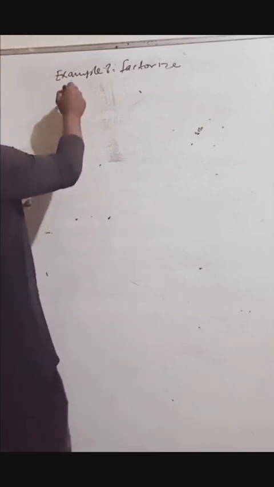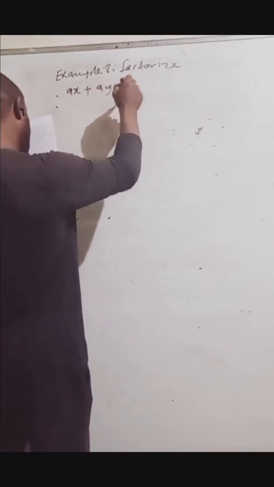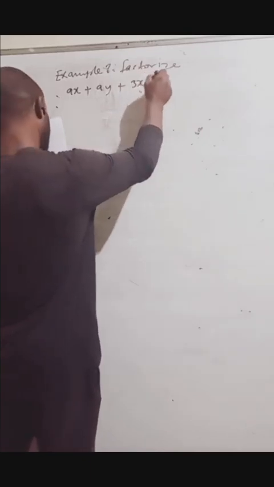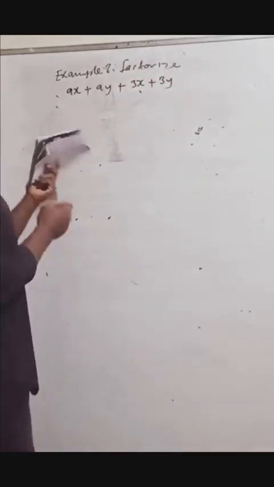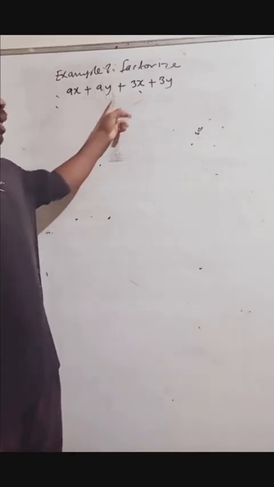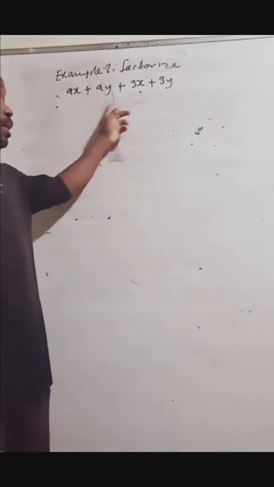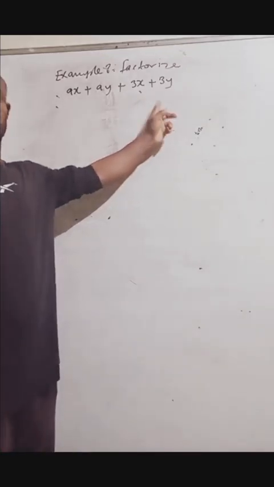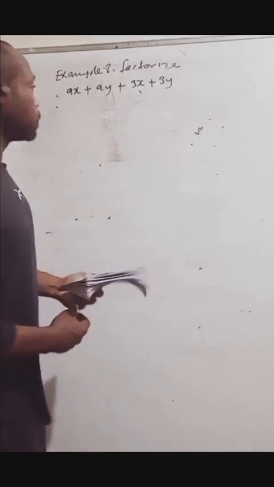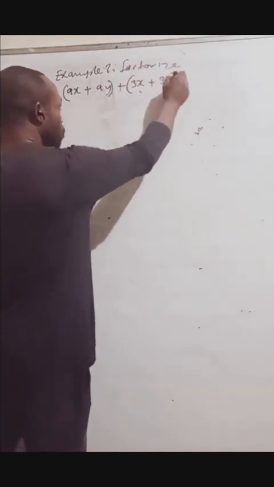Now, once again, look at this example, example 8. We're asked to factorize ax plus ay plus 3x plus 3y. Now we can see again that there is no common factor here. So what do we do? We apply the grouping method again. So we group terms that have a common factor. Because a is present here and a is present here, I'm going to group these two terms. Because 3 is present here and 3 is present here, I'll group these two terms.